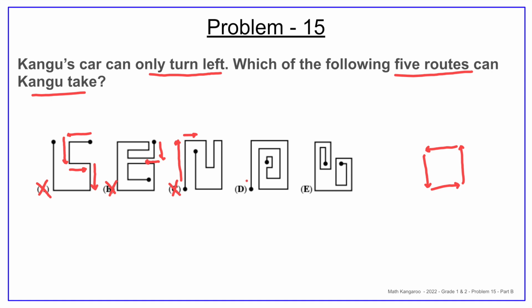Option D. Kangaroo starts from here. When it's moving upwards, he should be going left. It's going right. That is not right. So D is not our option. Option E. Kangaroo starts going up, going towards left, coming down, going towards right, and it turns left, and then going up. So we follow this pattern.